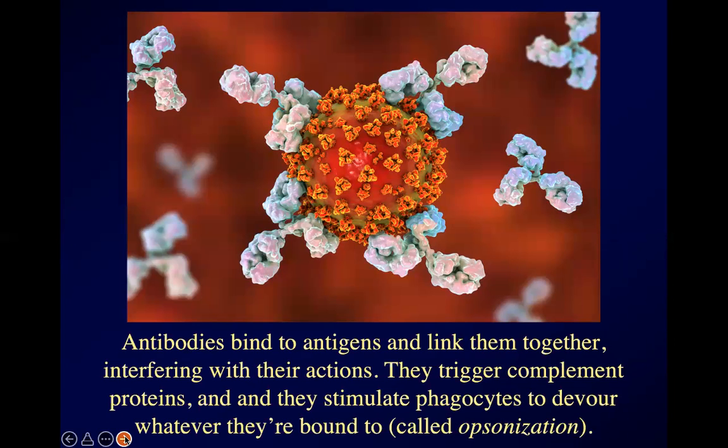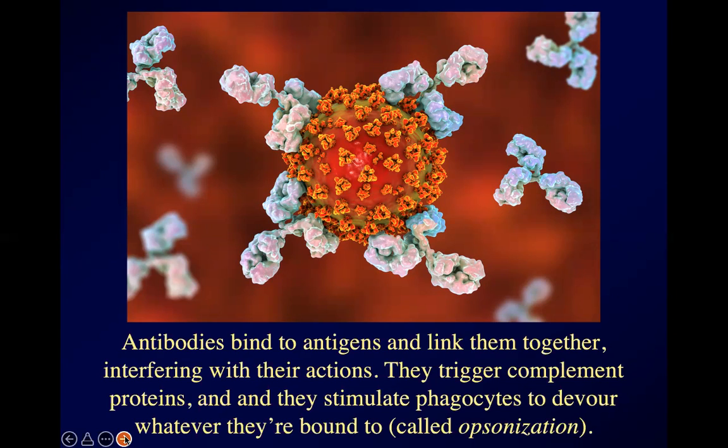Antibodies can link them together so that instead of being able to move freely, bacteria start getting clumped. Bacteria start getting stuck together. This is a virus in the center with spike proteins. This could well be COVID.